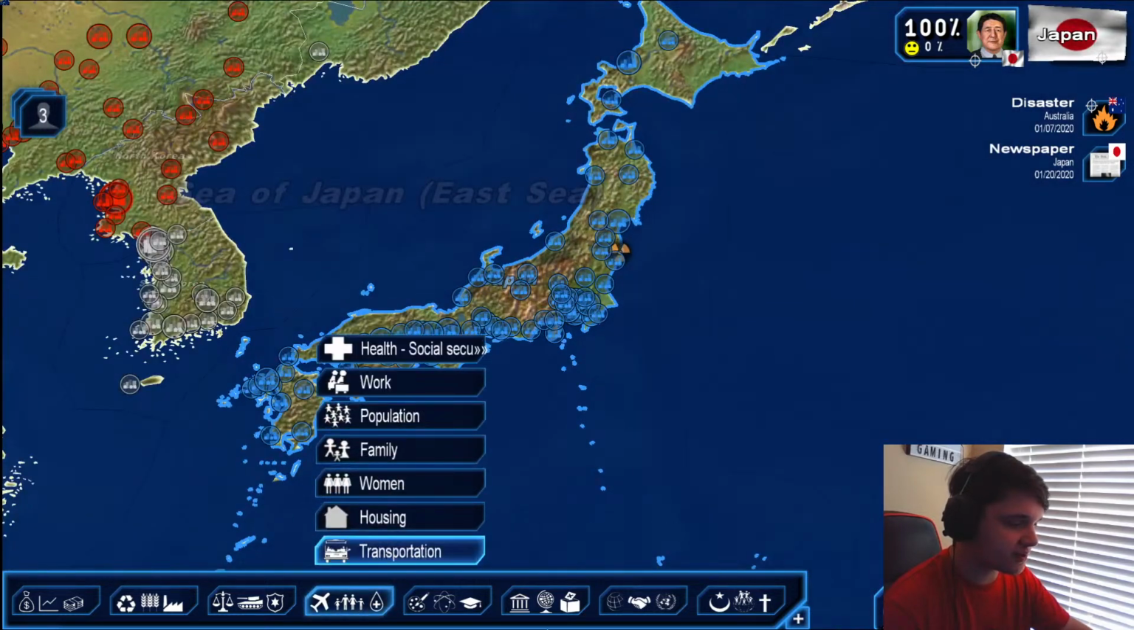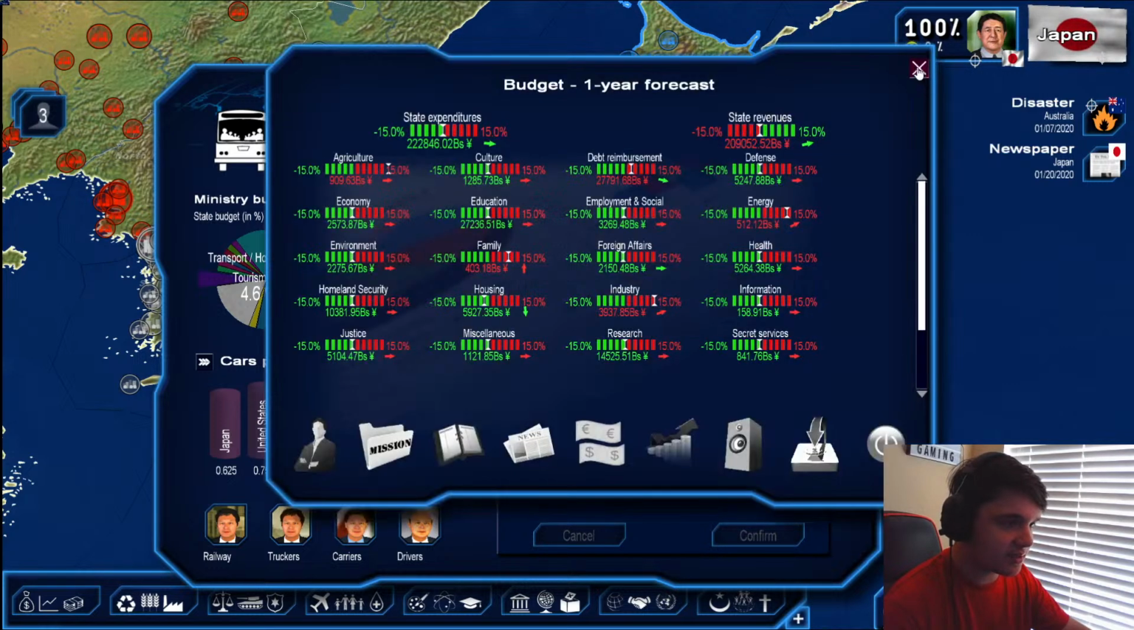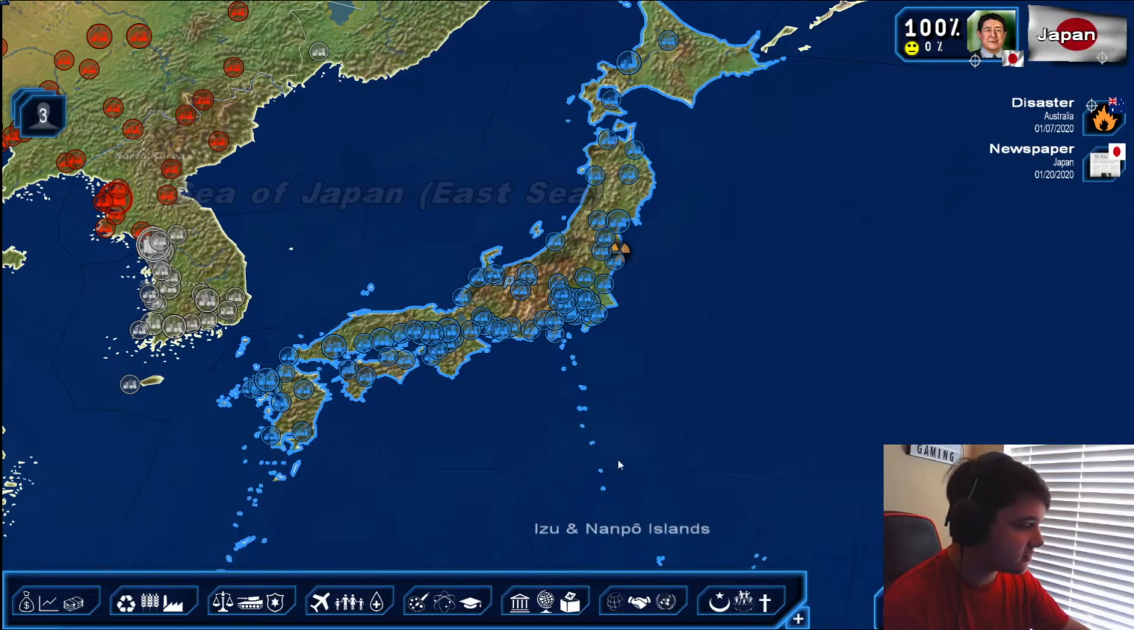Speaking of infrastructure, let's go over to transportation. Road maintenance is very much spent on. How much can we invest? So that's going to be about $8.3 billion for that.